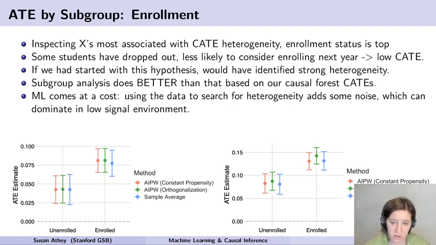Now, the treatment effects are not zero for the unenrolled students, and that's because a lot of students actually come and go from community college, and some that have dropped out are planning to come back the next year. But the ones who are nudged more strongly, who are enrolled, have a stronger effect of the nudge. I also want to emphasize that machine learning comes at a cost here because we use data to search for heterogeneity, and that added some noise, and that noise can actually dominate in a low signal environment. While if we just focus on this pre-specified hypothesis about enrollment, we would find clear separation in terms of treatment effects.